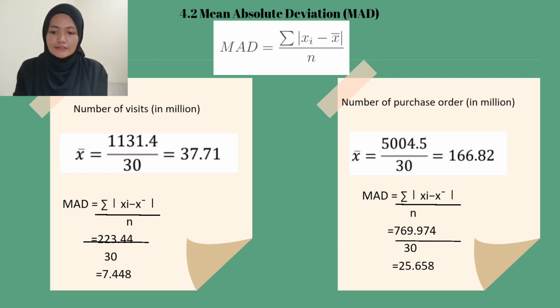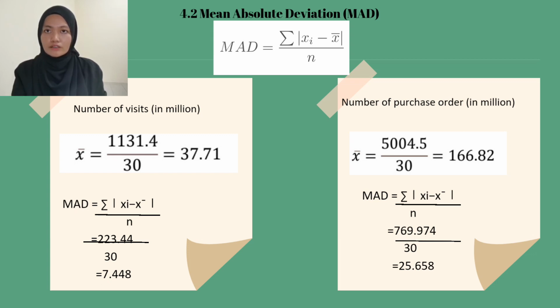The second part is calculate the mean absolute deviation. The formula of MAD is the sum of absolute deviations of the observations from the mean, divided by n. The first thing I do is sum the number of visits on the e-commerce website, and I got the total is 1131.4, and I divide it by 30, and I get the mean is 37.71. So I do the mean absolute deviation, and I get the answer is 7.448.